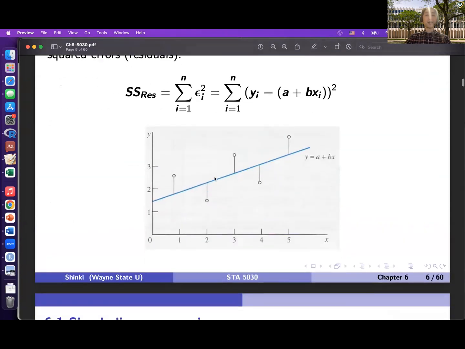So suppose we have 5 observations: x1, y1, x2, y2, x3, y3, x4, y4, and x5, y5. Sorry, maybe I didn't share. Okay. So basically we want to minimize the sum of squared vertical distances between this estimated line and the original observations.